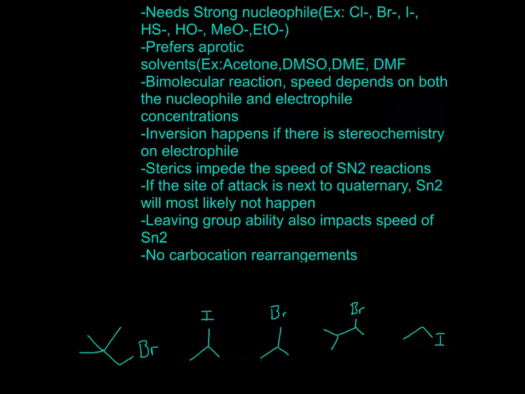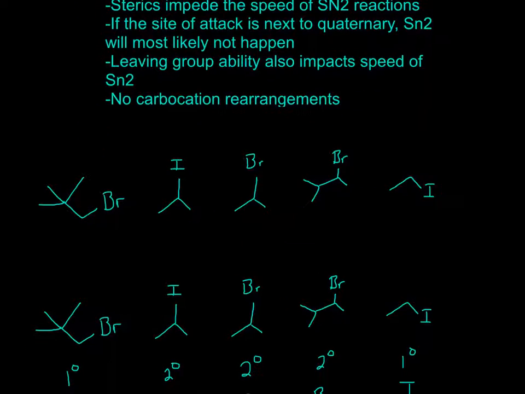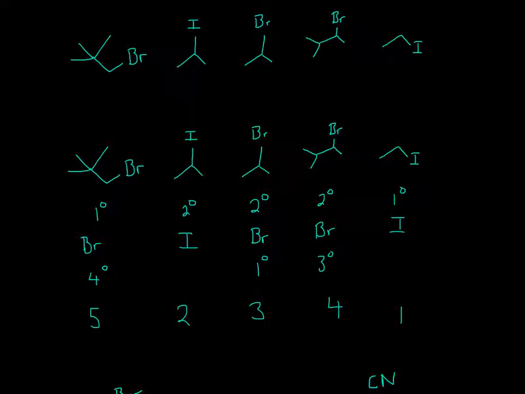So the next thing is we know that it prefers primary and secondary. So then we're going to label it. So I labeled it primary, because this is primary, it's attached to 1 carbon. This one would be secondary, this one also is secondary, and this one is primary. So now we have that.